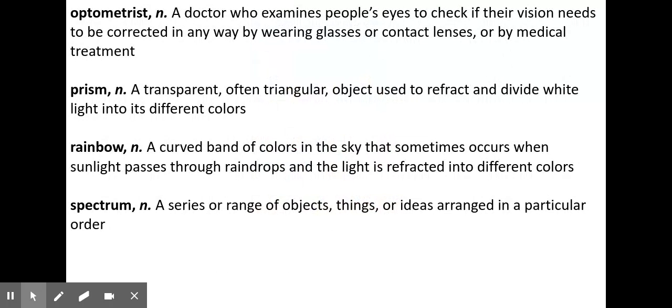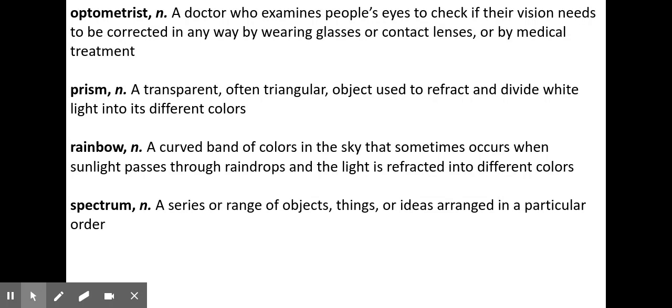Some words you'll hear throughout the read aloud. These are all nouns, so they're all things. Optometrist: a doctor who examines people's eyes to check if their vision needs to be corrected in any way by wearing glasses or contact lenses or by medical treatment. Prism: a transparent, often triangular object used to refract and divide white light into its different colors.